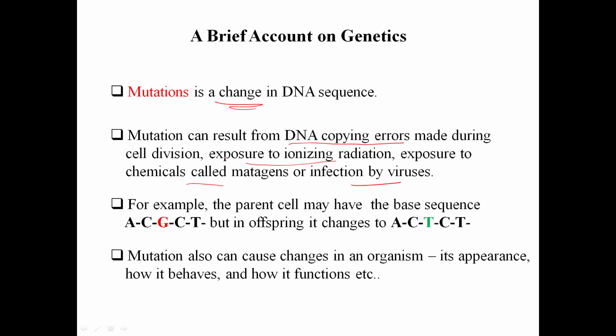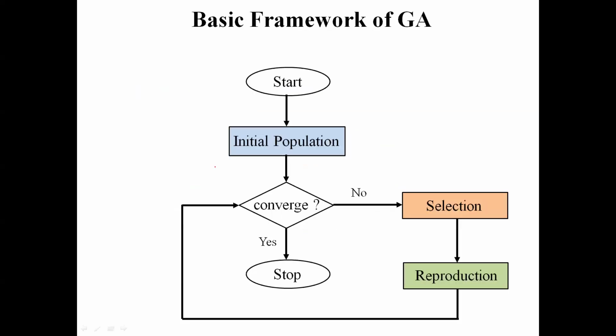So a parent cell may have a base sequence of A, C, G, C, T, but in the offspring, maybe it changes to this, so maybe it is harmful. So this way we can see that mutations can incur many changes in the organism, like appearance, how it behaves, how it functions, etc.